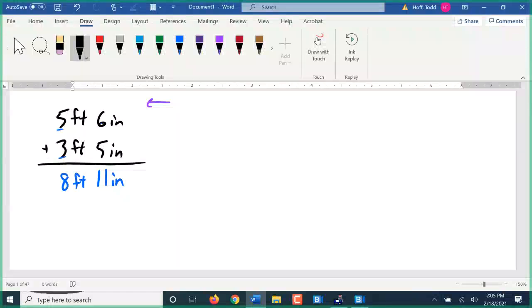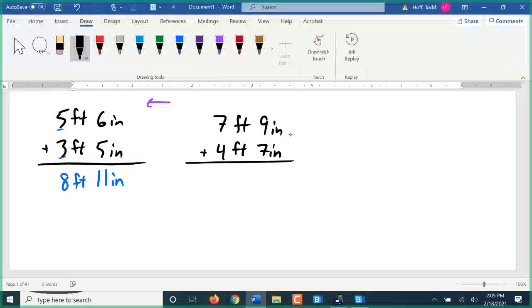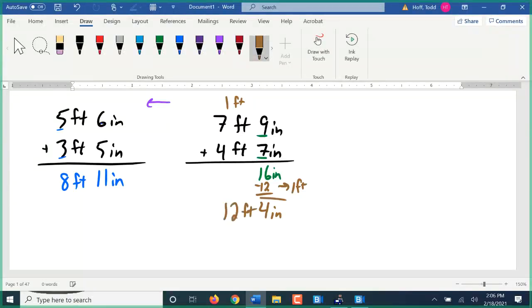Now, of course, it doesn't stay that simple. We have 5 feet 9 inches plus 4 feet 7 inches. Again, we start on the right, we work our way back to the left. 9 inches and 7 inches make 16 inches. Now, this is larger than a foot. 12 inches makes a foot. If I take out those 12 inches, I'm left with 4 inches. That's 1 foot. So I keep the 4 inches, and I'm going to carry that 1 foot. Now I have 1 and 7 makes 8. 8 plus 4 is 12. That's 12 feet 4 inches.